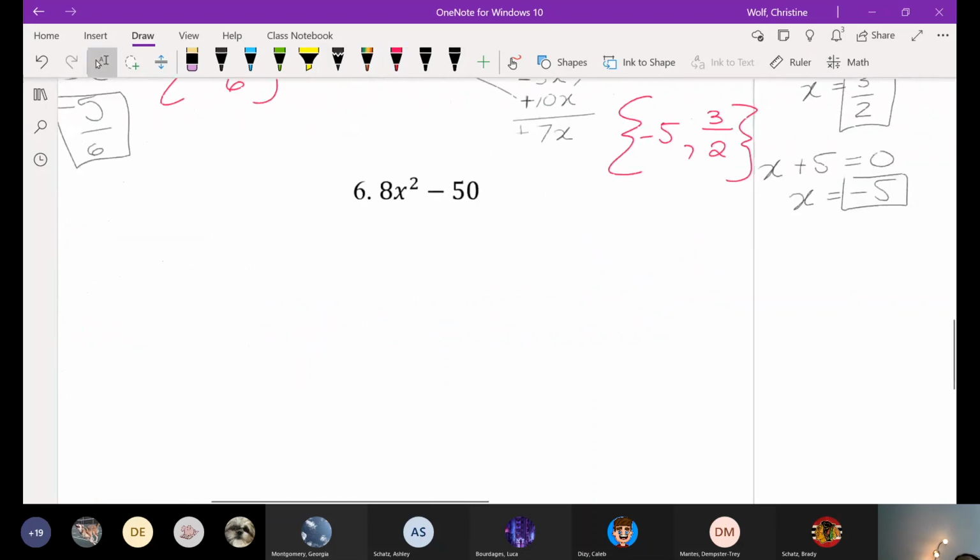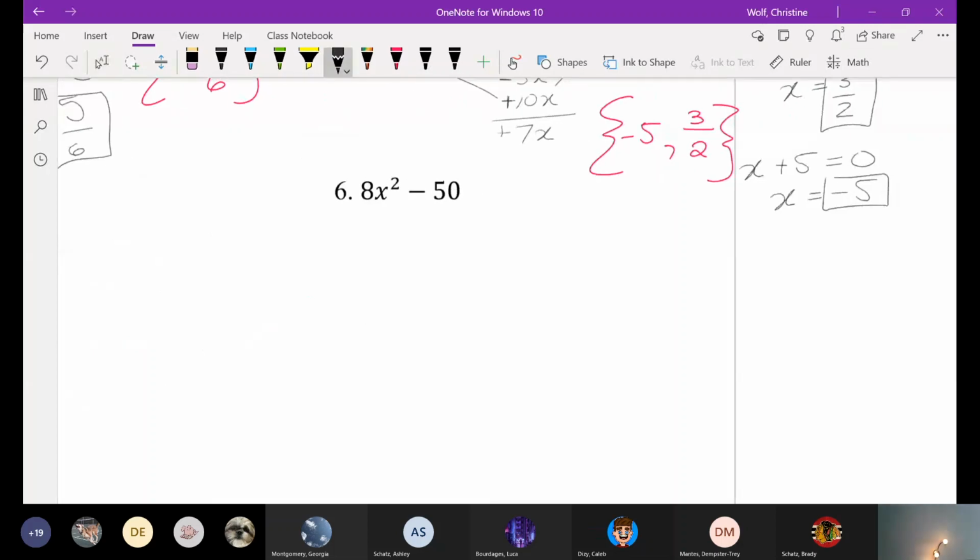All right. Et enfin, celui-ci. 8x carré moins 50. So, toujours voir si tu peux faire méthode 1. Et je peux enlever un 2 de chaque terme. So, je commence avec type 1, méthode 1. Je enlève 2 ou divise 2 de chaque terme. Voilà.